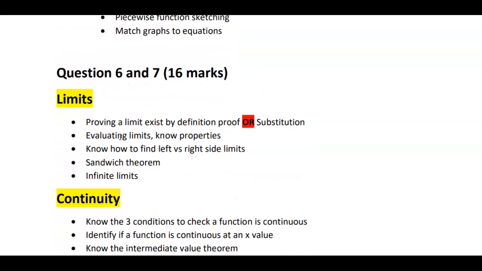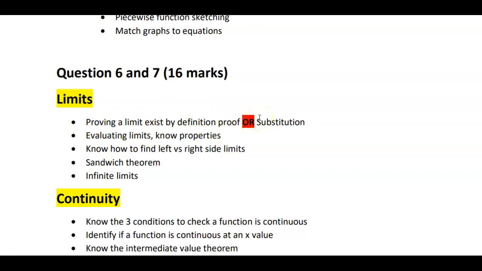Question 6 and question 7 is limits. Now limits, proving a limit by definition, and what I mean is this. If you go to your book, there's a theorem of how to prove a limit. It's called the delta epsilon theorem or something like that. You'll see that funny kind of E letter thing. You've got to prove it. There's a concrete definition. You just memorize it, right?